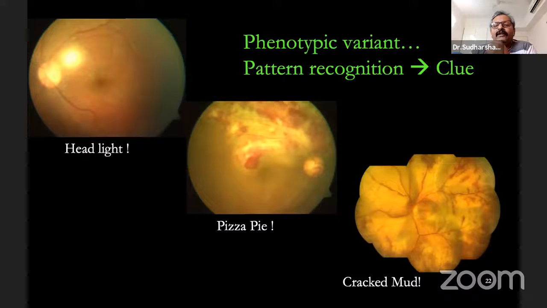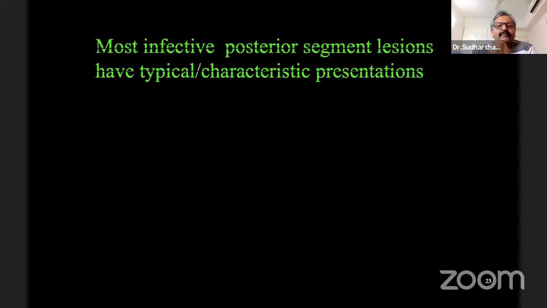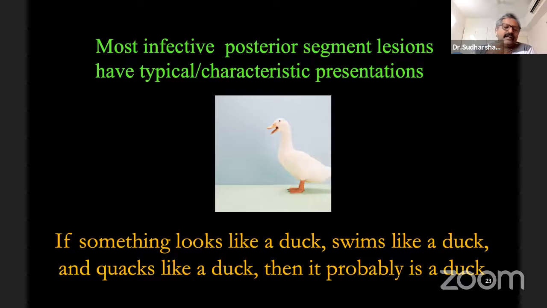The phenotypic variant will give us a clue, something like a headlight in the fog, a pizza pie, or a cracked mud. Matching the pattern with the supporting evidence, based on that you suspect the infection, because most infective posterior segment lesions have typical characteristic presentations. As they say, if something looks like a duck or swims like a duck, then obviously it has to be a duck. So you don't need to try to be over smart and start guessing things. If it's very characteristic, then make the diagnosis.